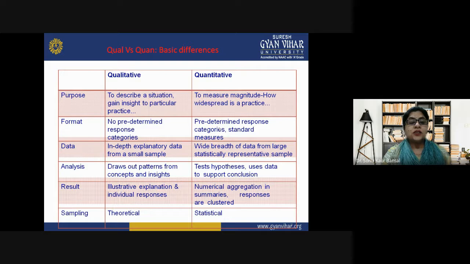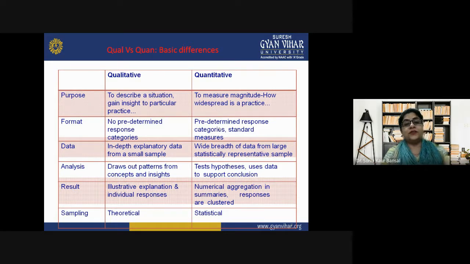Okay, students. So now, on the basis of data, qualitative research gives in-depth explanatory data from a small sample. Whereas in quantitative research, a wide breadth of data from a large, statistically representative sample is collected. Now, when we are talking about analysis, qualitative research draws out patterns from concepts and insights. It just tries to understand how things are working in a particular pattern.